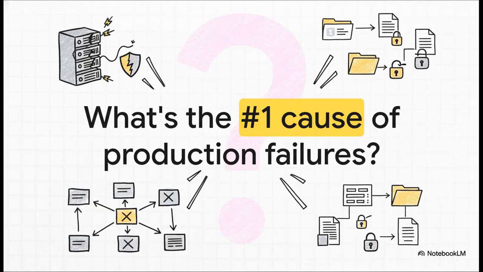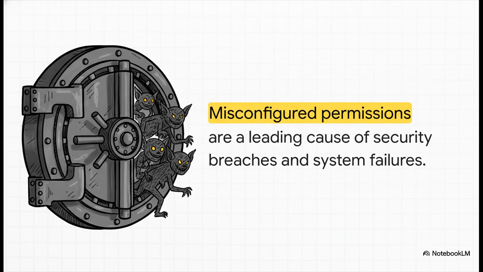So let's just jump right in with a big question. I want you to think for a second. Forget about all the complex code bugs or wild distributed system failures. What do you think is the single number one reason that production systems crash and burn or get breached? Yep, that's it. Misconfigured permissions.